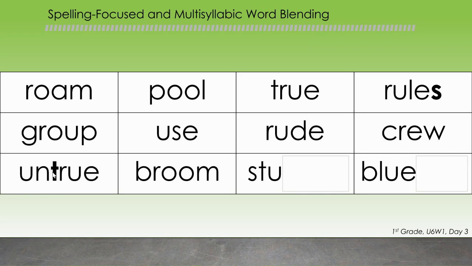sound, t, r, tr, oo, blend, true, put it together, untrue, word, untrue. Sound, b, r, blend, br, ooh, blend, broom, blend, broom. Word? Broom. Sound? St. Blend? St. Ooh. Blend? Stew. D. Eh. Closed syllable. Eh. D. Dent. Blend? Dent. Put it together. Student. Word? Student.